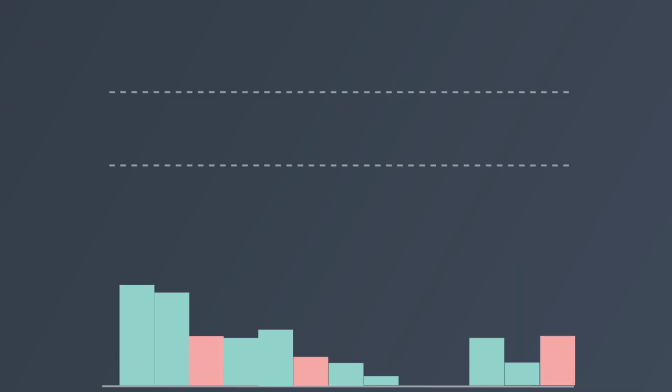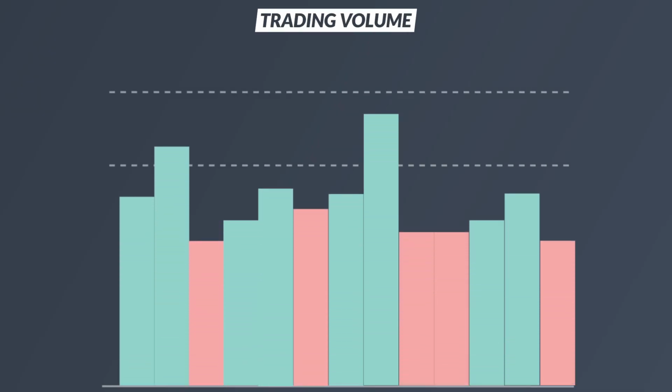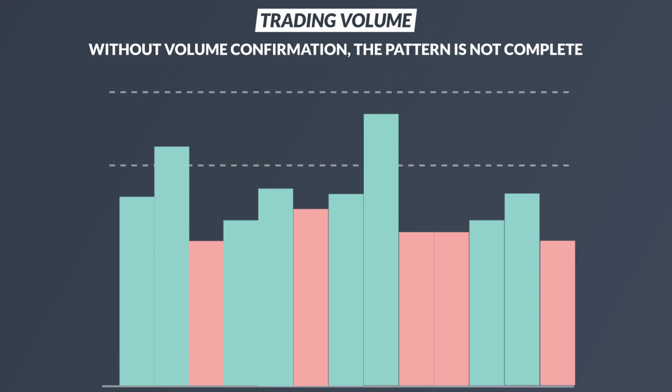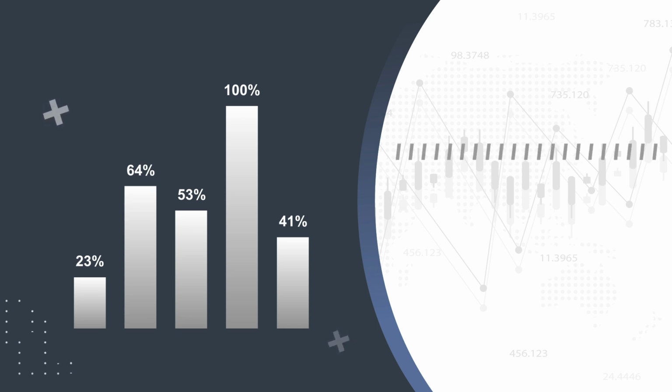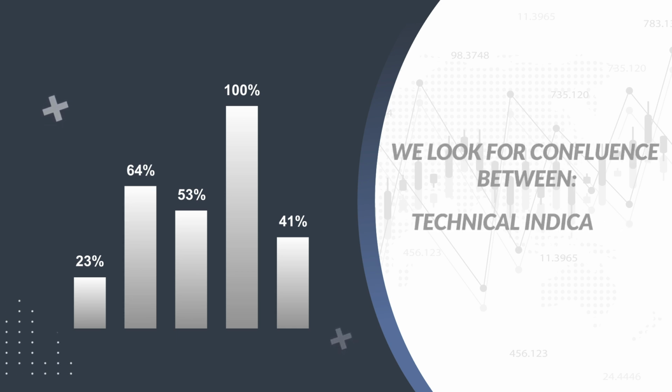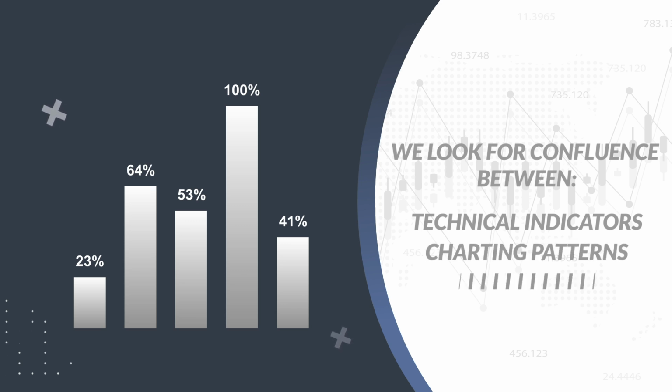We must not forget the importance that volume plays in all of these technical patterns and must understand that without volume increasing and decreasing in the right places, the pattern is not complete. When trading, we must only enter on the highest quality of setups where all of the variables suggest that we have a greater chance of experiencing a winning trade. These setups are identified by confluence between technical indicators, charting patterns, and price action.